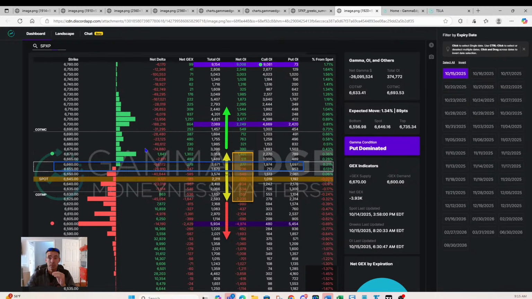So key areas for today: transition, need to stay above 6670, which is PGEX. We need to stay above that, as well as the top of the drunken sailor range, for bulls to try to maintain overall control. You see COTMC up here. We've already discussed that. That's where out of the money calls go in the money.